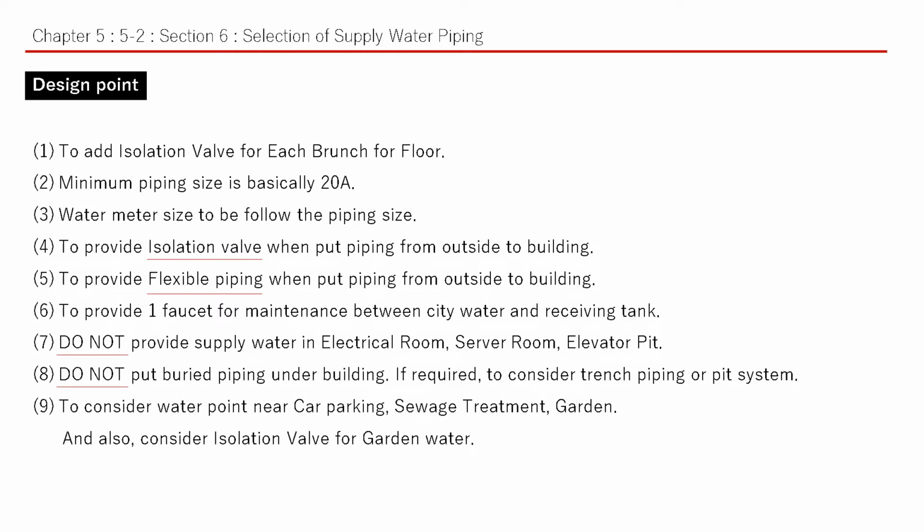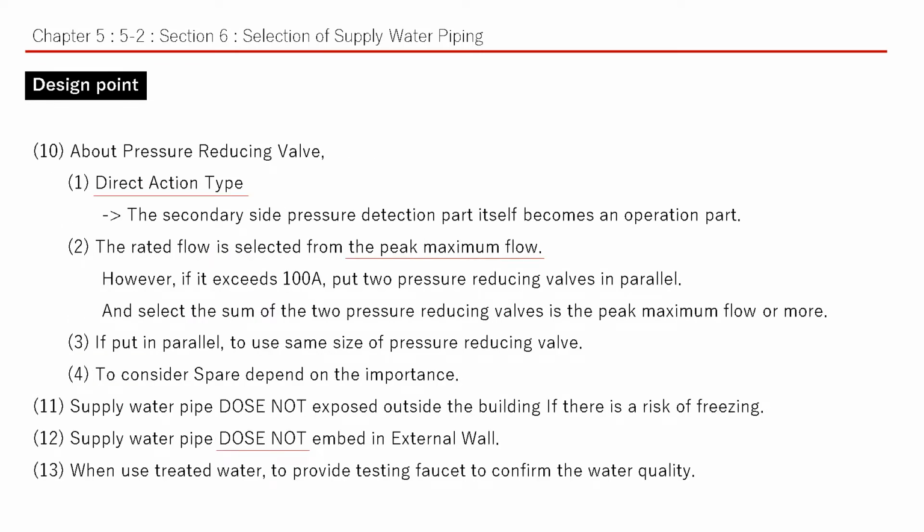Item 8. Do not put buried piping under building. If required, consider trench piping or pit system. Item 9. To consider water point near car parking, sewage treatment, garden. And also, consider isolation valve for garden water. Item 10. About pressure reduction valve. Number 1. Standard selection is direct action type. Number 2. The rated flow is selected from the peak maximum flow.